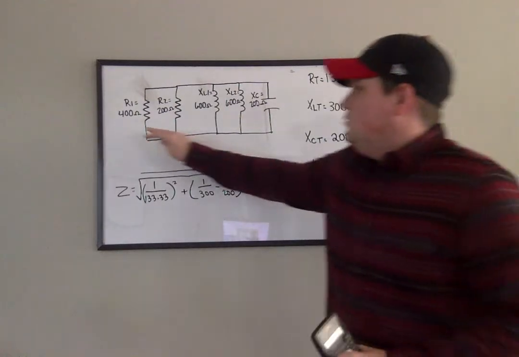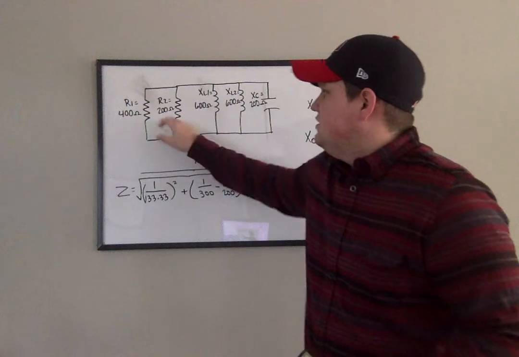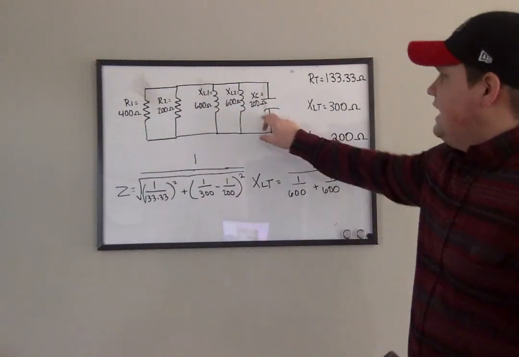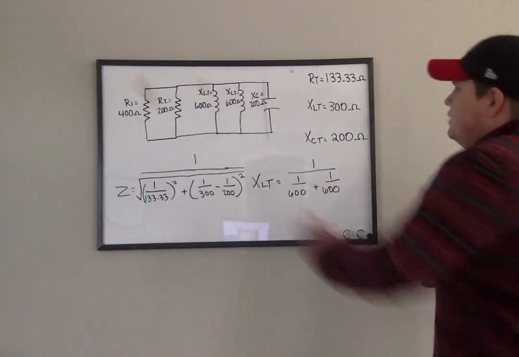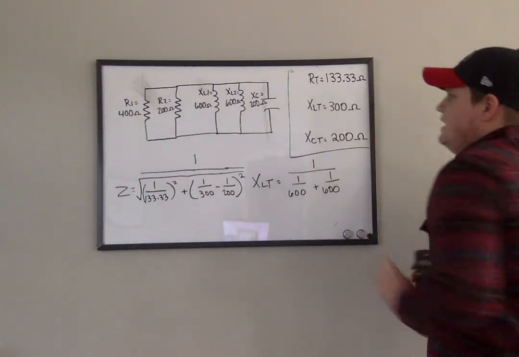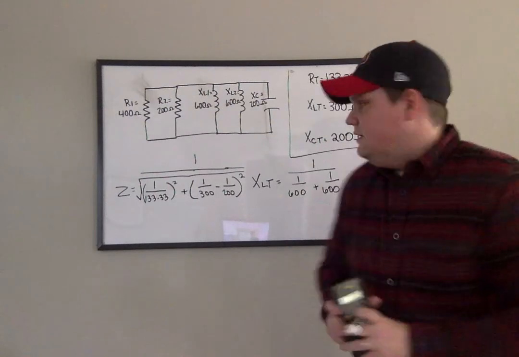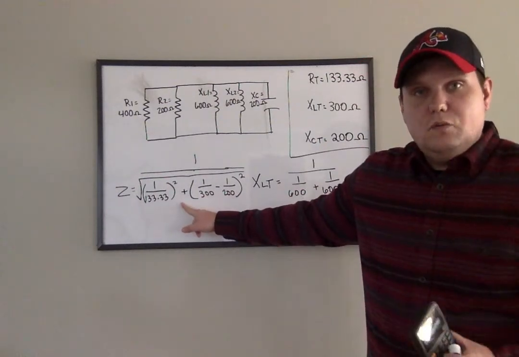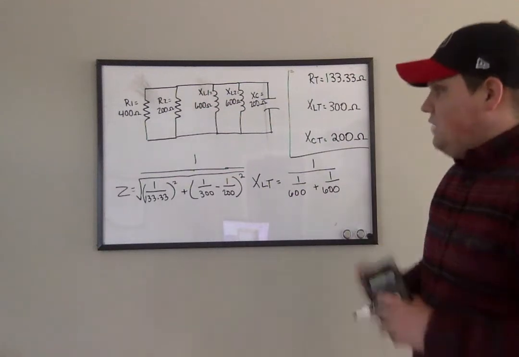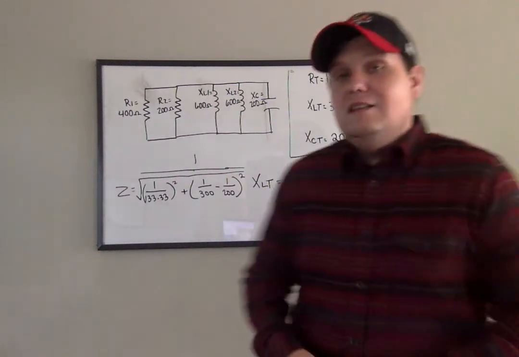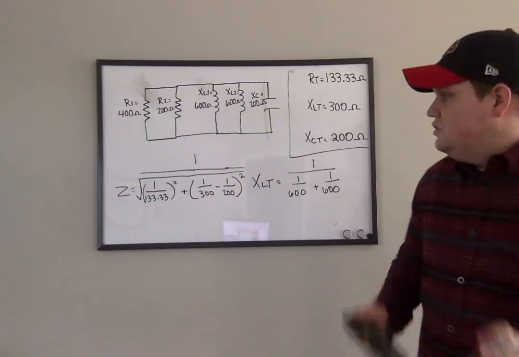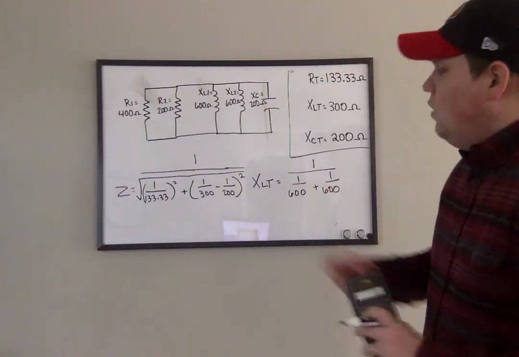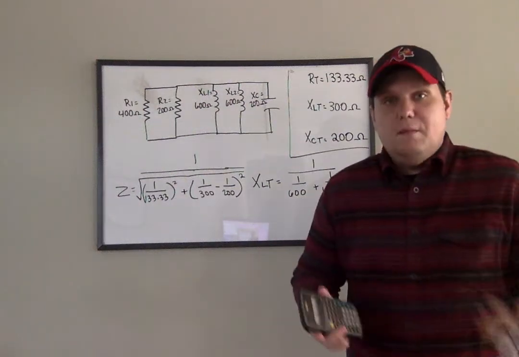So again, break it down: get a resistance total, get an inductive reactance total, and get a capacitive reactance total. And then once you have these, you can plug it into the Z formula. Okay? So now, this is a little bit of a challenge to put into the calculator. So, what we're going to do is follow me step by step.